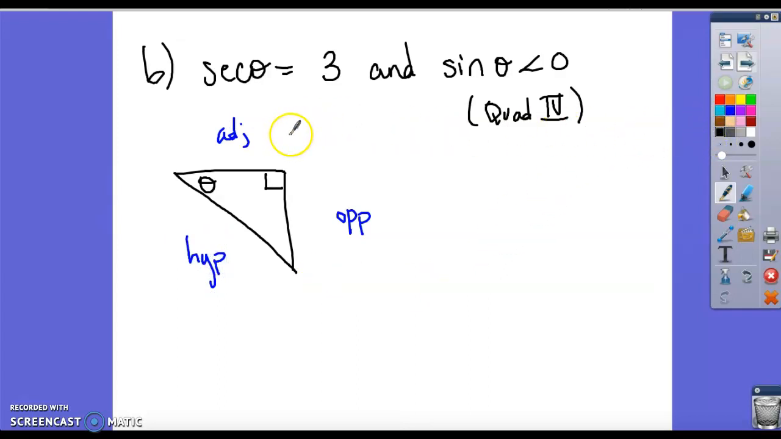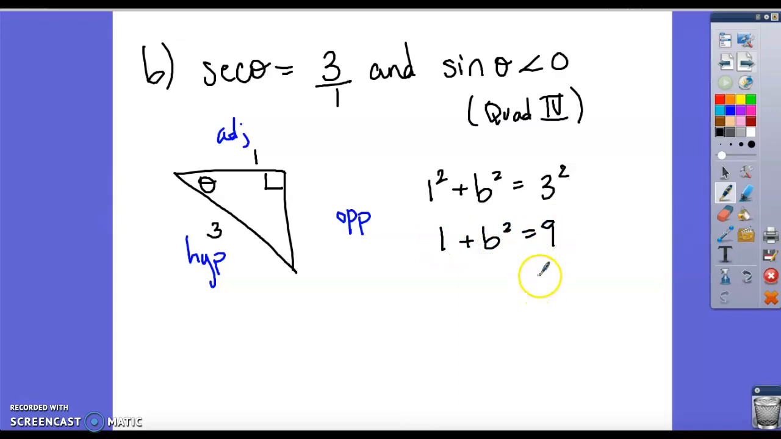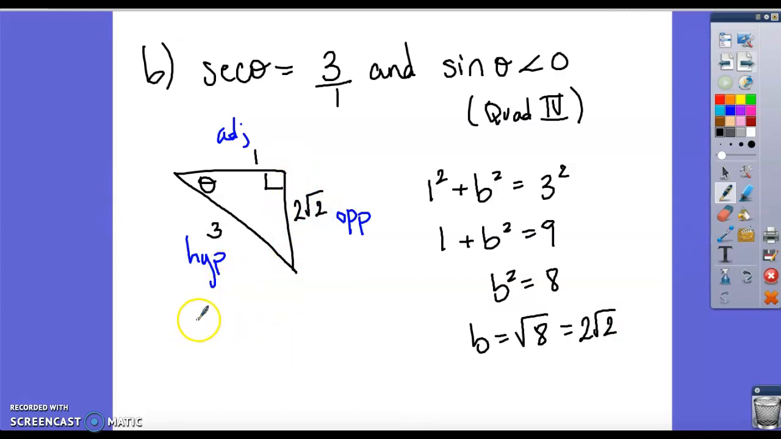Secant is hypotenuse over adjacent, so that means my hypotenuse is 3, and my adjacent side is 1. So again, I'm going to use the Pythagorean theorem. I have 1 plus b squared equals 9. B squared equals 8. B equals the square root of 8, which is going to simplify to 2 square root of 2. So I am looking for the cosine and the tangent.